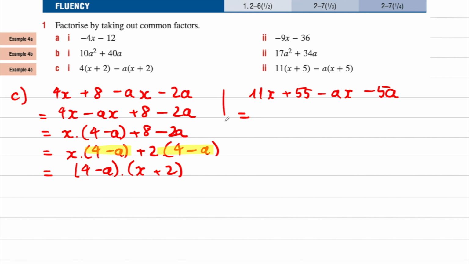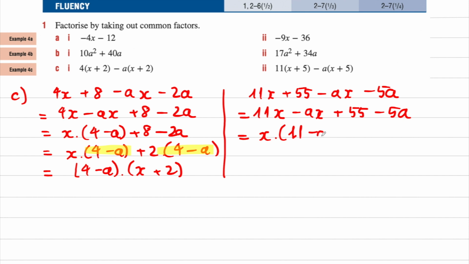The same idea with the second question. The first one, I will have 11h minus ah plus 55 minus 5a here. Take h outside: 11 minus a, plus 5, and then 11 minus a by this one. The common factor is 11 minus a, and the next one you get h plus 5. Okay, we finished question 1.